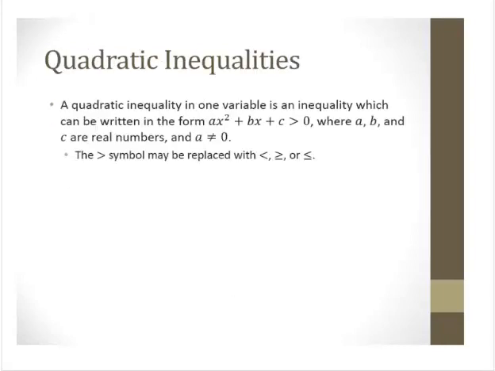A quadratic inequality in one variable is an inequality which can be written in the form ax squared plus bx plus c is greater than 0, where a, b, and c are real numbers and a is not equal to 0. The greater than symbol may be replaced with less than, greater than or equal to, or less than or equal to.